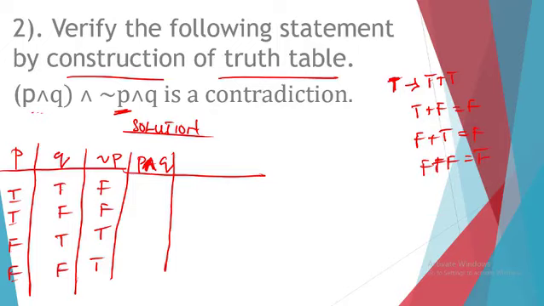So we have P intersection Q. This is P, this is Q. P intersection Q, we have T, T. So here is T. This is T, this is F, we have F. This is F, this is T, we have F.